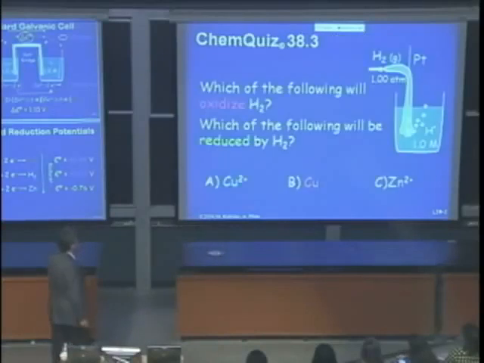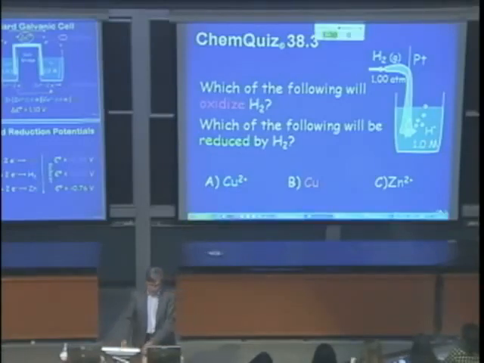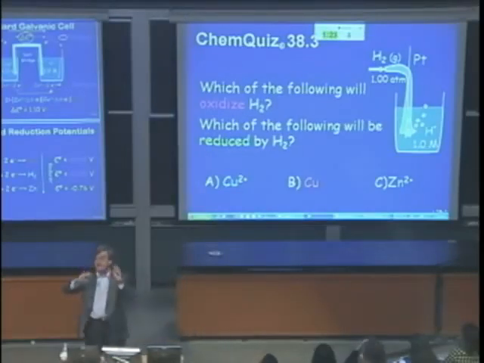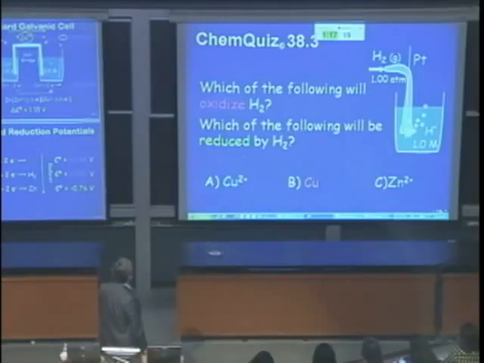I don't show you that table yet because I want to first ask you a question and see if you have understood what I just told you. So which of the following will oxidize hydrogen, and which of the following will be reduced by hydrogen? And there's only one answer. It's not the Nietzsche trick question where there are two answers. There's only one answer, okay? So is it copper 2 plus, copper metal, or zinc 2 plus?